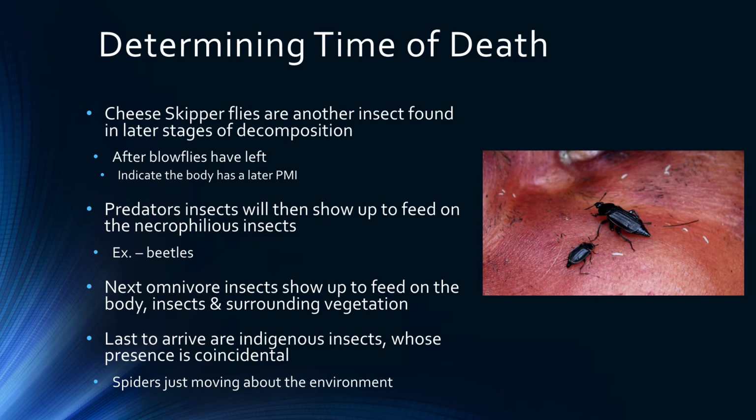Predator insects then will show up to feed on the necrophilious insects. These are things like beetles. Next come the omnivore insects, and they feed on the dead body as well as insects and surrounding vegetation of the body. Last to arrive are the indigenous insects, whose presence is basically coincidental. Could be the spiders that are just moving about in their environment, but they're the ones who then show up at the very end, indicating that it's been there for quite some time.